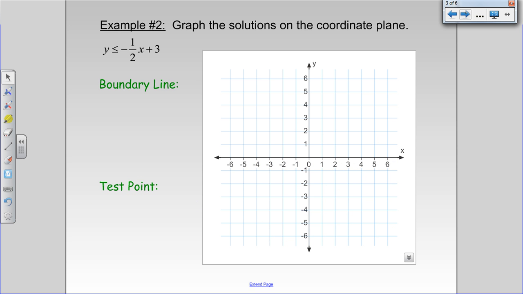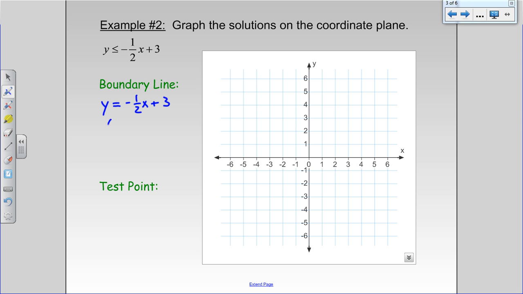Let's look at another example. In this case, we're going to graph the solutions of y is less than or equal to negative 1/2 x plus 3. The boundary line then would be y equals negative 1/2 x plus 3. And in this case, because of the less than or equal to sign, we know that our boundary line will be a solid line.